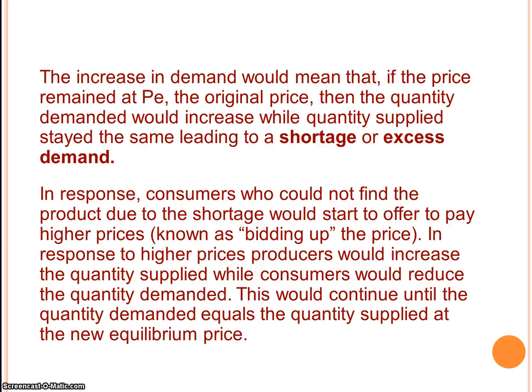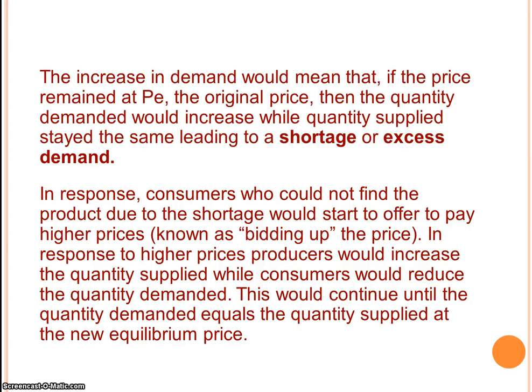So in response, producers will increase the quantity supplied because they're going, yay, higher prices for my product. But consumers will reduce the quantity demanded because the price is going up. That should make sense. Again, that will continue until the quantity demanded equals the quantity supplied at the new equilibrium price. Now, hopefully, as you look at this explanation, you see a bit of a pattern.